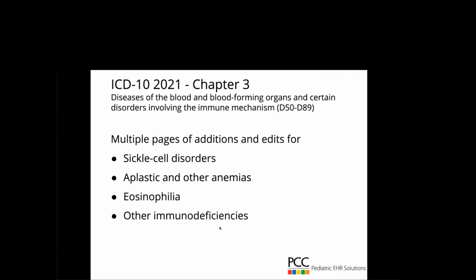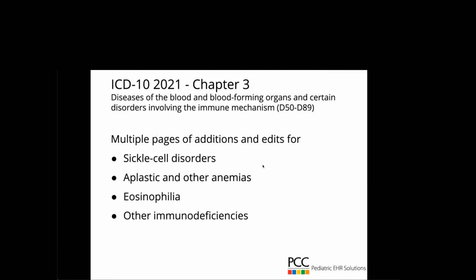In chapter 3, diseases of the blood and blood-forming organs, as well as diseases and disorders involving the immune mechanism, there were many updates and additions. Because they are going to be very specific to the patients that you're treating, I didn't detail all of these. Like I said, there were pages and pages of each. So if you've got patients with sickle cell disorder, aplastic and other anemias, eosinophilia, and other immunodeficiencies, there are a whole lot of updates to that. And again, the value that I can add falls away when it just ends up being pages and pages of the same thing with lots of variations.